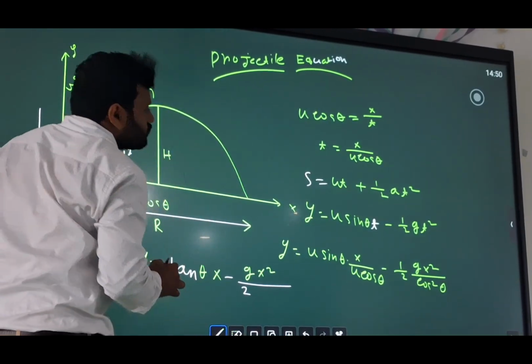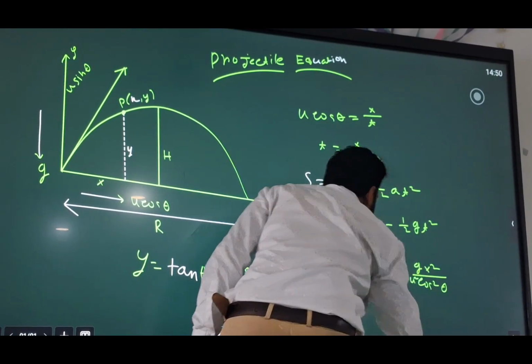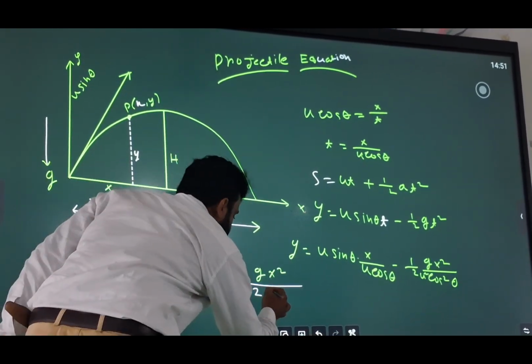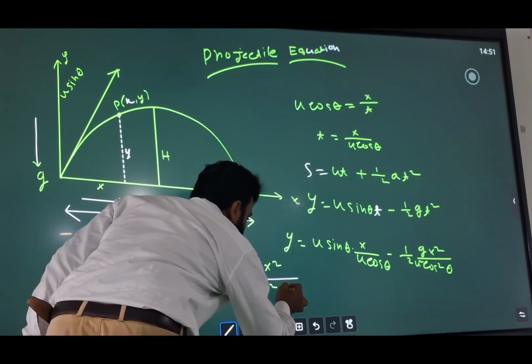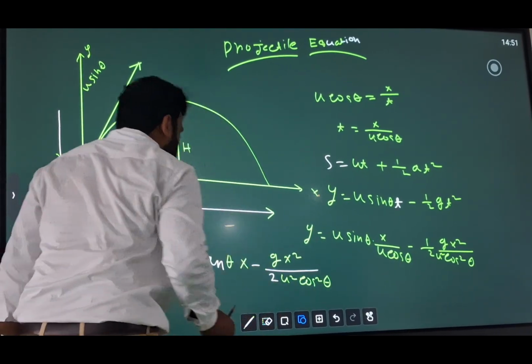2 u square cos square theta. This is 2 u square cos square theta.